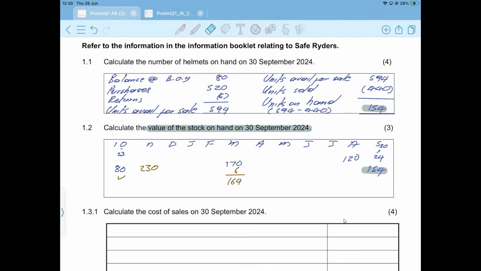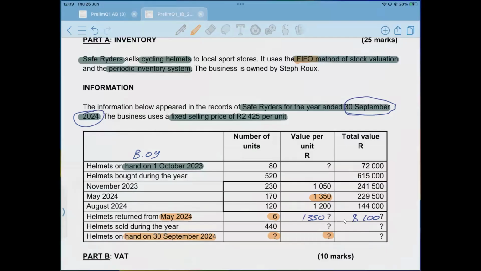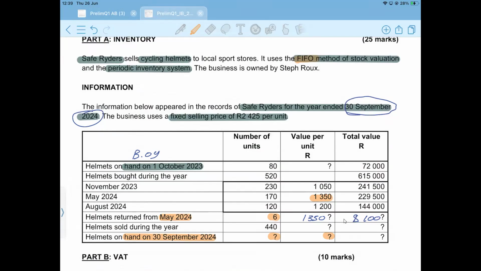So I no longer have these ones here. So that's the balance I'm going to have. However, please note of that 154, 120 will come from the last purchase. So 120 will come from here. And the cost of these 120 units was 1,200.